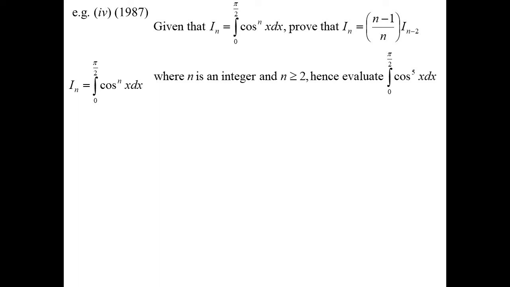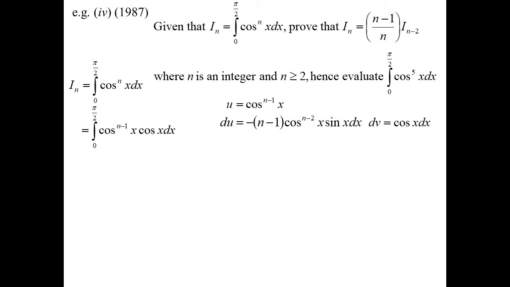So I'm going to use parts. Now, I'm going to split it up into cos^(n-1) times cos. Why that? Because I look at the formula that they're asking me to prove, and I'm going to end up with I_(n-2). So when I reduce that power by differentiating, I'm probably going to want to end up with n minus 2. So it makes sense that we make u to the power of n minus 1. Differentiate that, there's my n minus 2 in the power. That means dv is cos x, and we integrate that, we get sin x for the v. So uv minus v du.